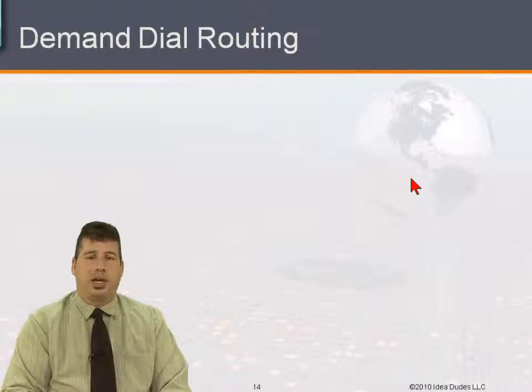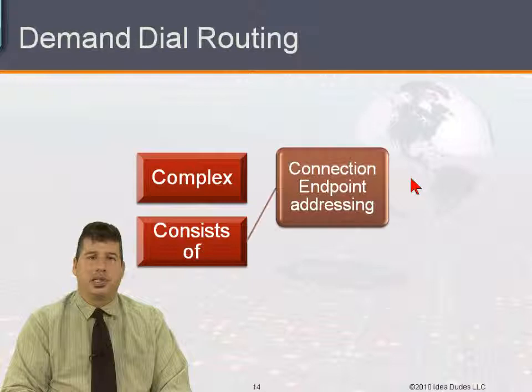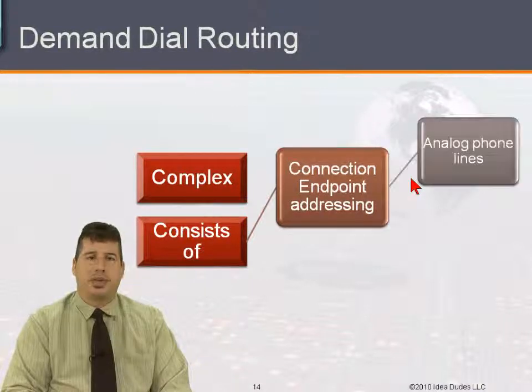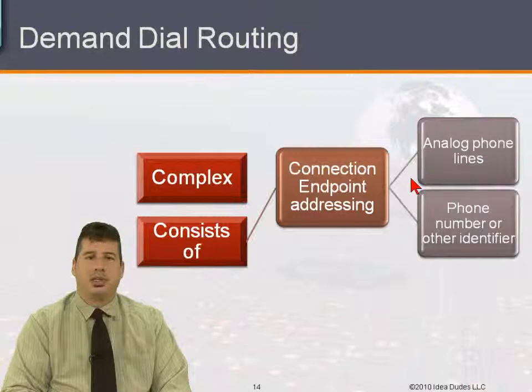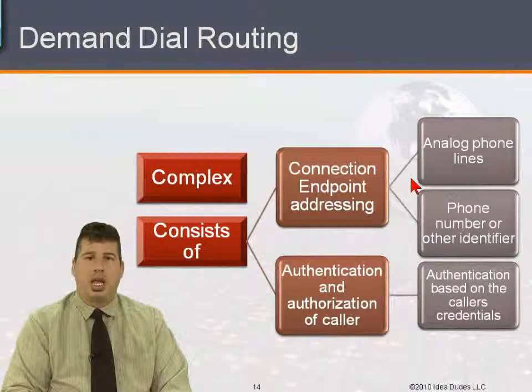Now, we have the ability of connecting to routes on demand, and that's what on-demand dial routing is. It's very complex and consists of a connection endpoint addressing, analog phone lines, and a phone number or other identifier. Authentication and authorization of the caller, which we can use IAS for, which is a RADIUS server. And authentication based on the caller credentials. So what will happen is when it dials out, it will look to make sure it is the correct phone number. So it's not just dialing up a random number.